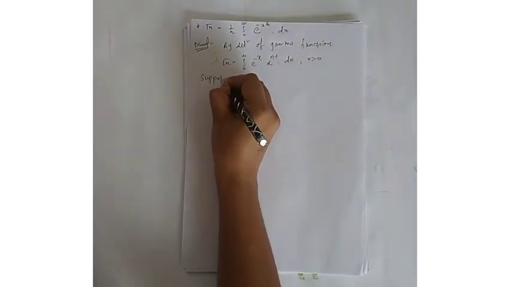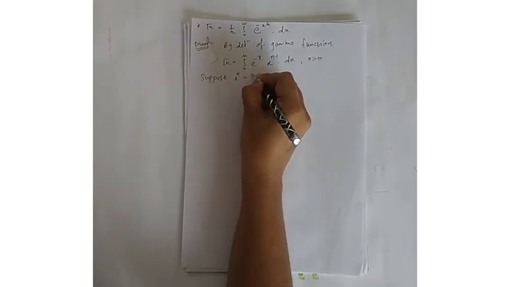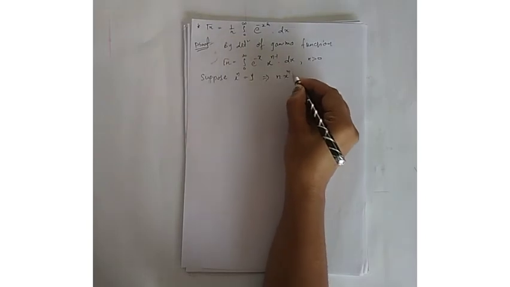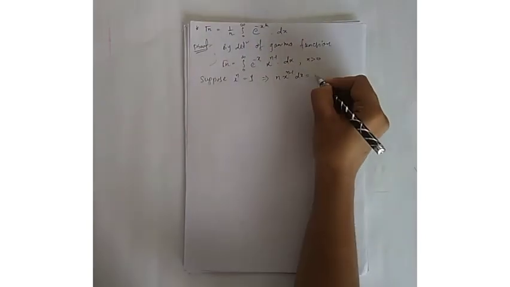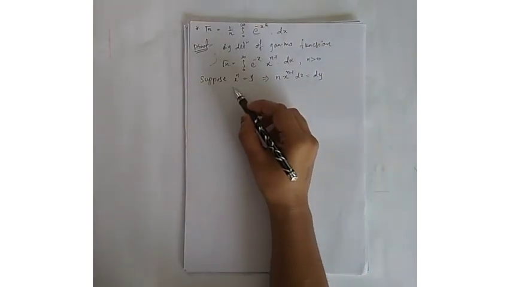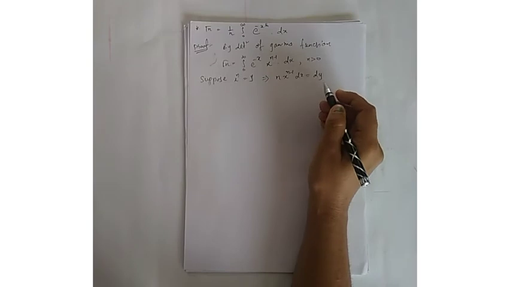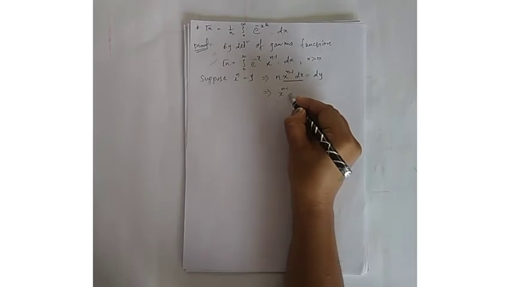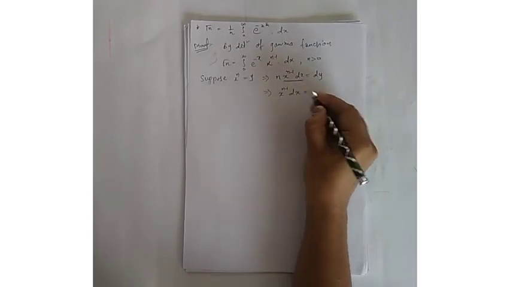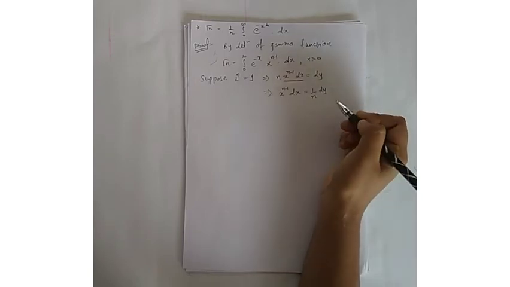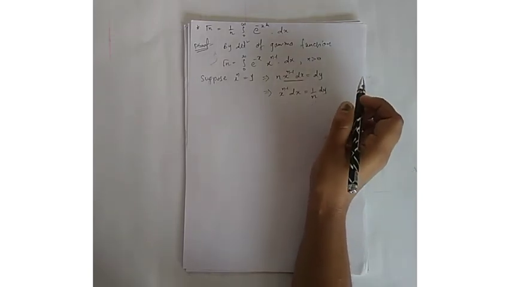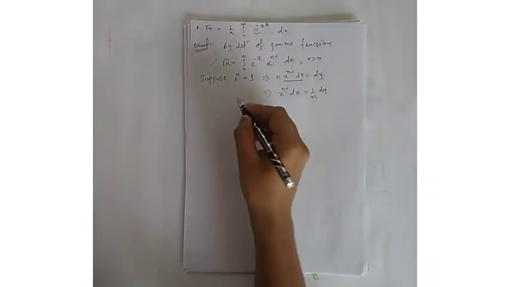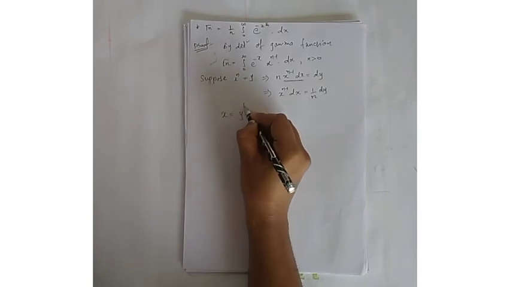Suppose x raised to n is equal to y. So n x raised to n minus 1 dx is equal to dy. I am taking the derivative of this term. So we need only these two terms. So x raised to n minus 1 into dx is equal to 1 upon n into dy. Now I want the value of x. So here x is equal to y raised to 1 upon n.